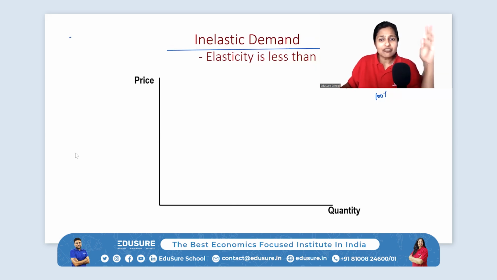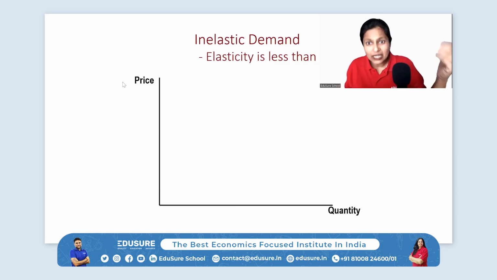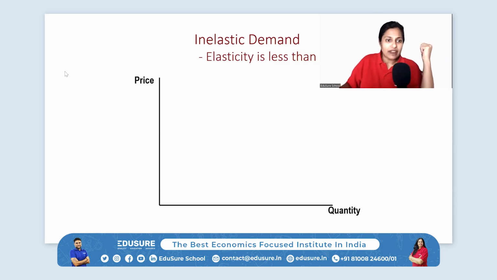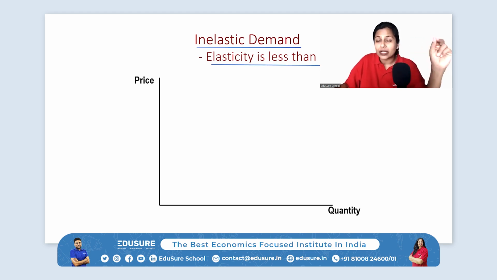Okay. After perfectly inelastic demand, let's go to inelastic demand. So perfectly inelastic demand was elasticity of zero. Now this elasticity is between 0 and 1. When the elasticity lies between 0 and 1, it is called inelastic demand. Inelastic demand states that elasticity is less than 1, more than 0.